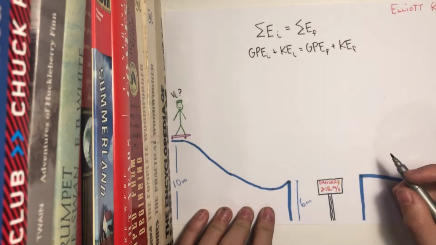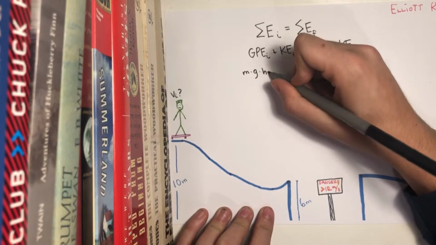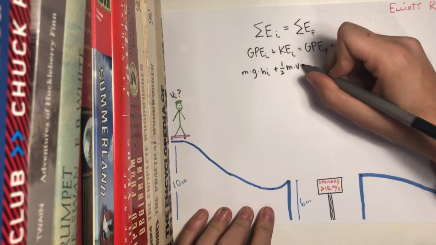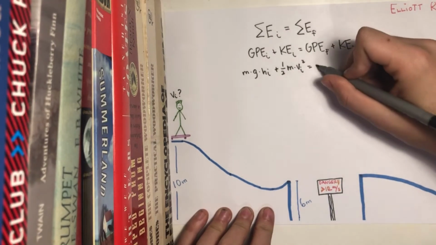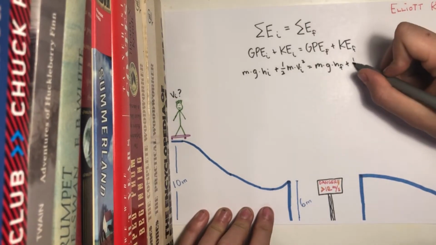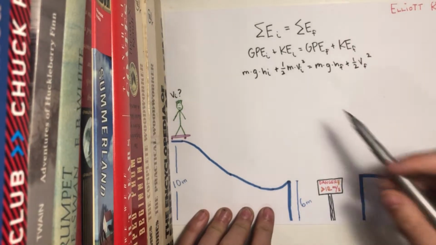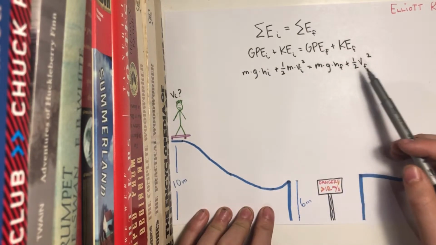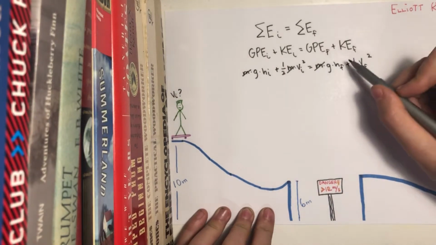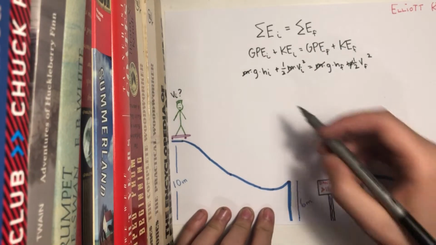And if we want to expand these even further, we can say that mass times gravity times his initial height plus 1/2 times mass times initial velocity squared is equal to mass times gravity times his final height plus 1/2 times mass times final velocity squared. And we notice here that there's a mass value in every single one of our terms. So if we divide by mass, we're going to get rid of all of our mass terms, which means that mass is actually irrelevant to this problem.